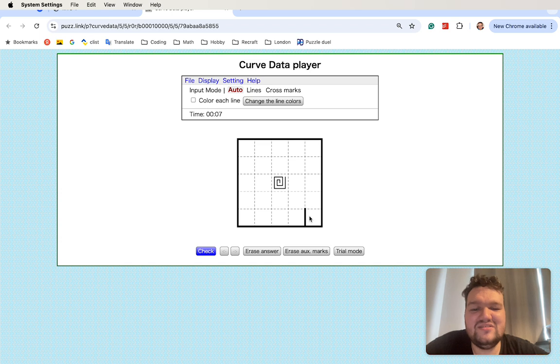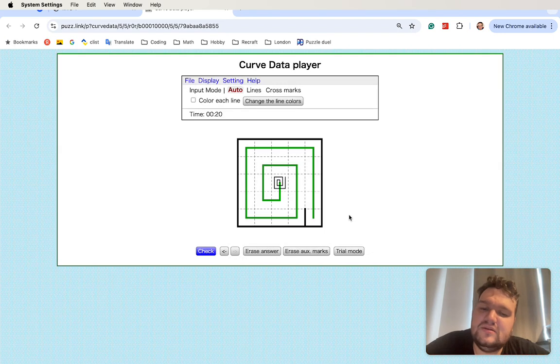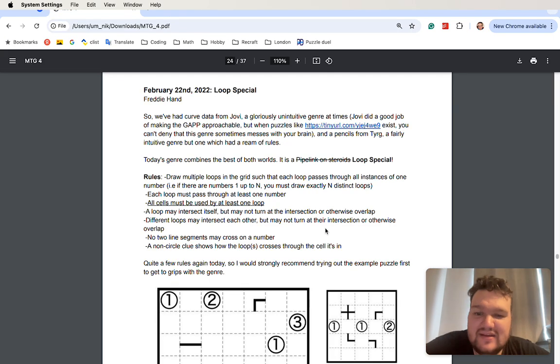Just one spiral, but we cannot cross this border, so instead of drawing it like it's drawn, we need to draw it inside out. Today's genre combines the best of both worlds, so it's unintuitive and has a lot of rules. Great.